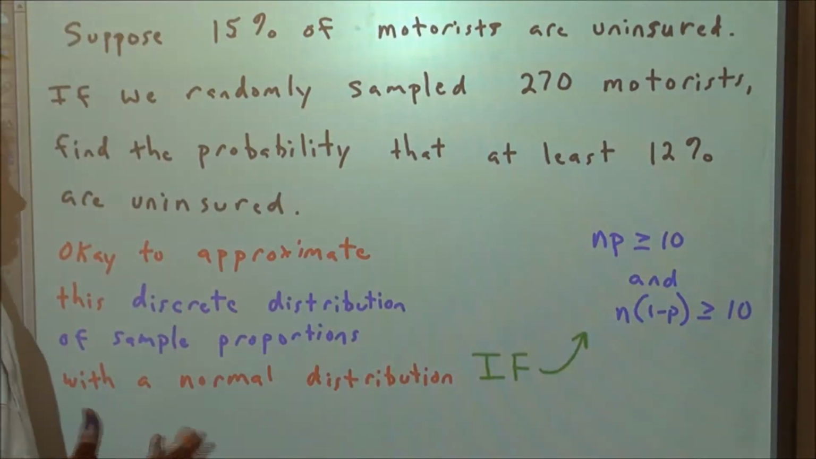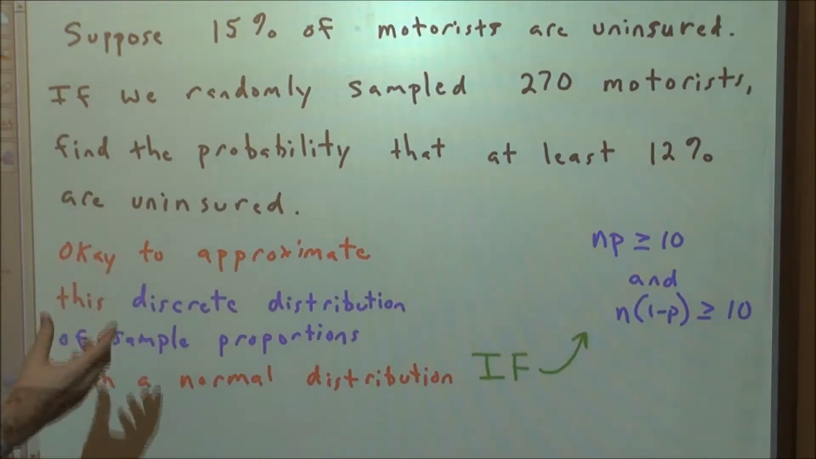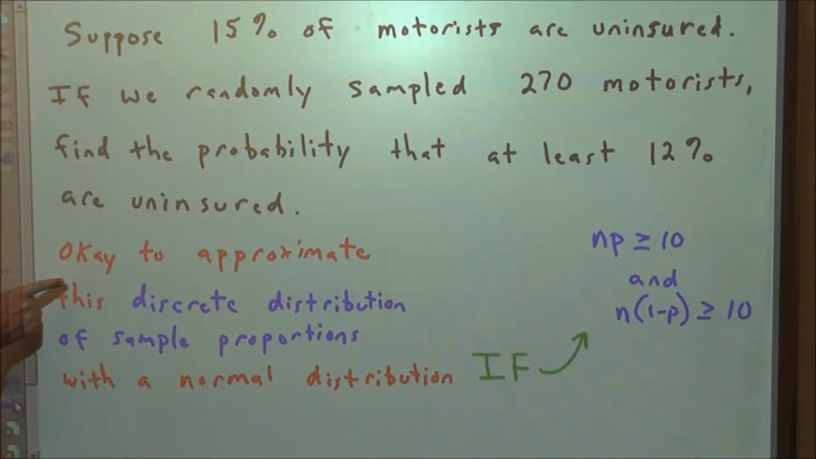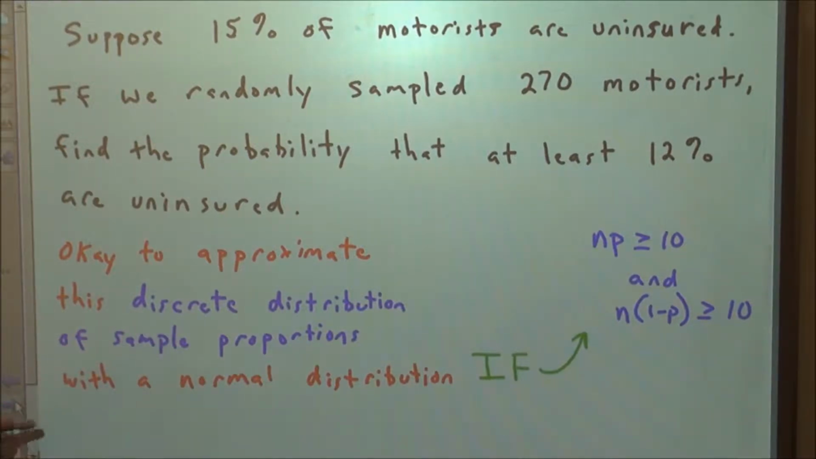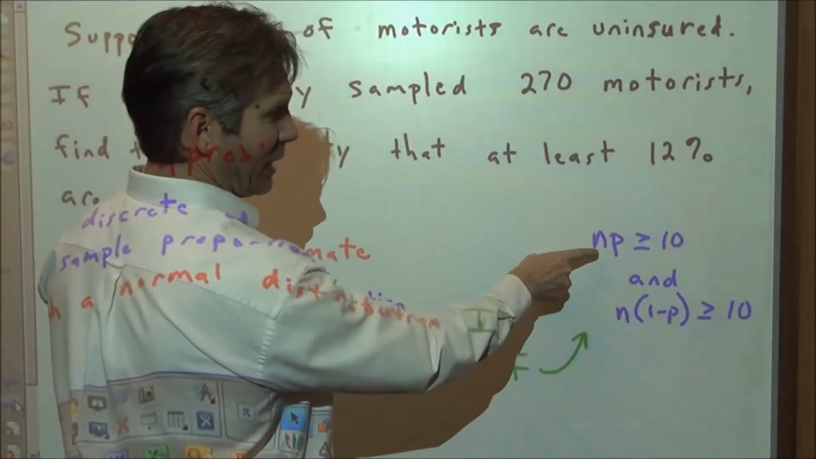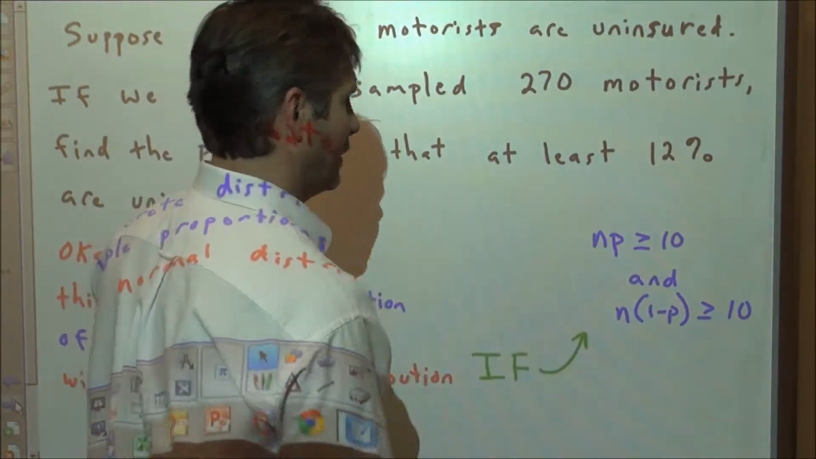Suppose that 15% of motorists are uninsured. If we randomly sampled 270 motorists, find the probability that at least 12% are uninsured. We know that it's okay to approximate this discrete distribution of sample proportions with a normal distribution if the expected number of successes is at least 10 and the expected number of failures is at least 10.